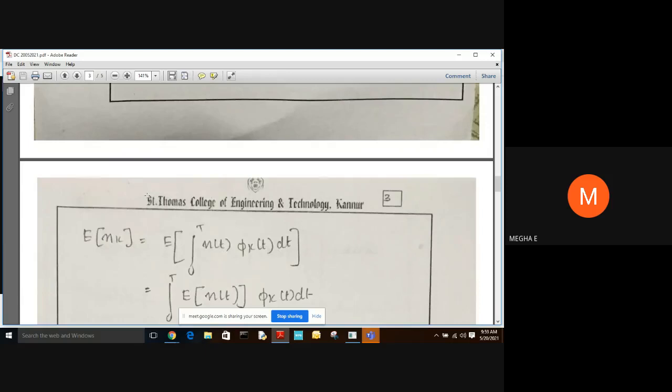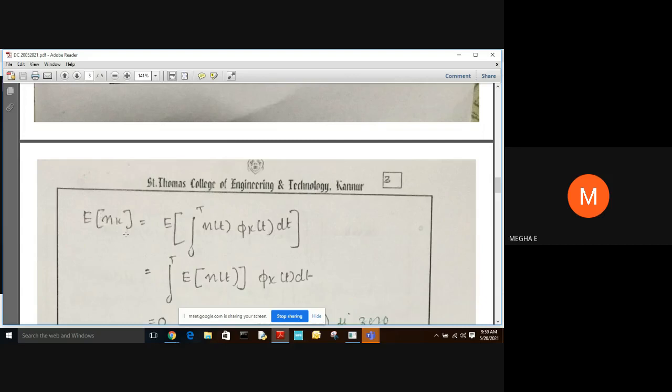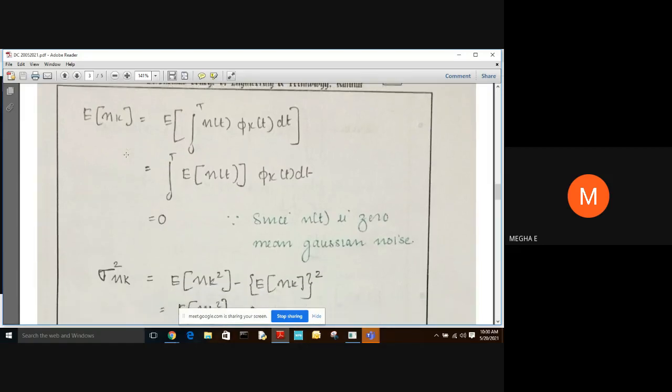Now we take the expectation. We find the expectation of nk. We know the equation for nk, so we substitute it. The expectation of nk is nothing but the expectation of integral 0 to t, n of t phi k of t dt. So we are taking the integral outside and the expectation inside. So in the integral 0 to t, the expectation of n of t into phi k of t dt is nothing but 0, since n of t is a zero mean Gaussian noise and its expectation is 0. So this is the expectation of nk, that is the additive noise component.